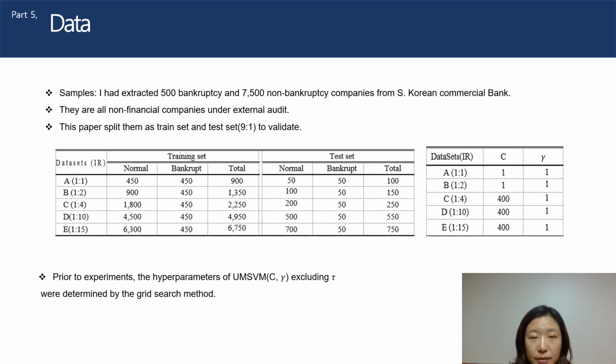For the experiments, I had 500 bankruptcy and 7,500 non-bankruptcy companies from a Korean commercial bank. I made 5 sub-data sets by imbalance ratios. I split them into train set and test set at 1 to 1 for validation. The hyperparameters C and gamma of EMSVM were determined by the grid search method.